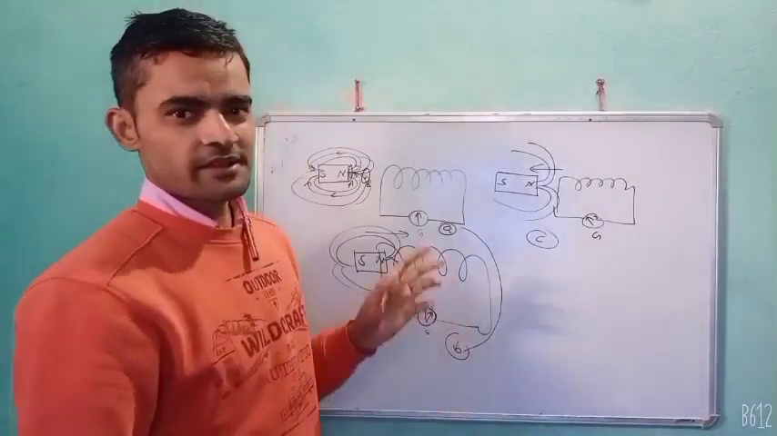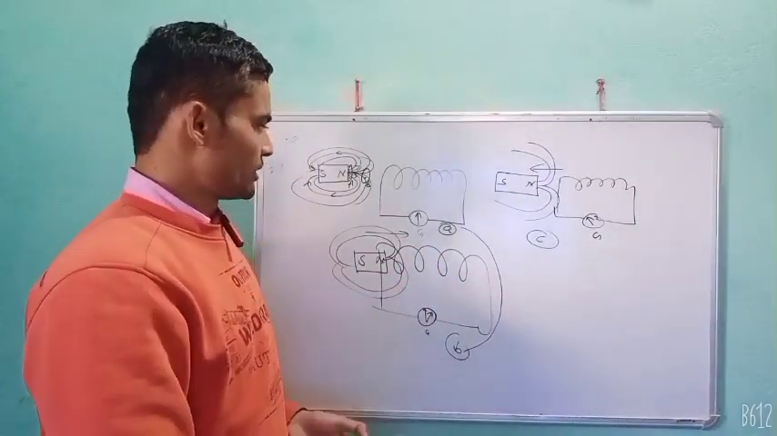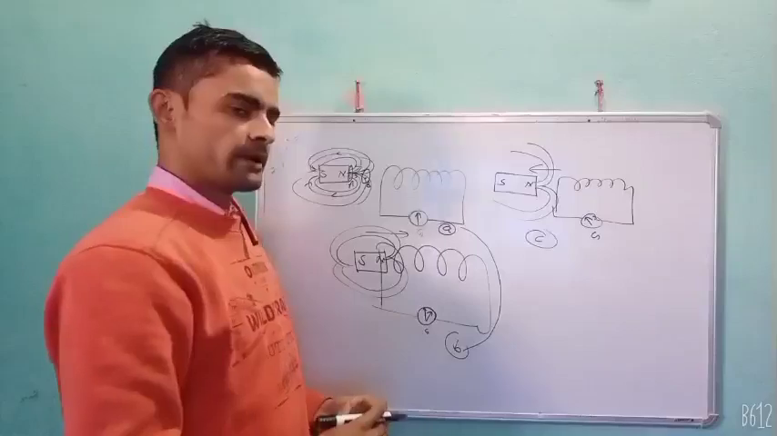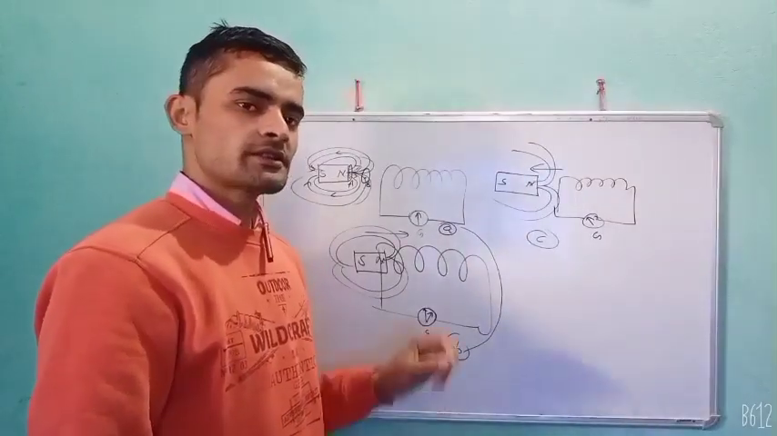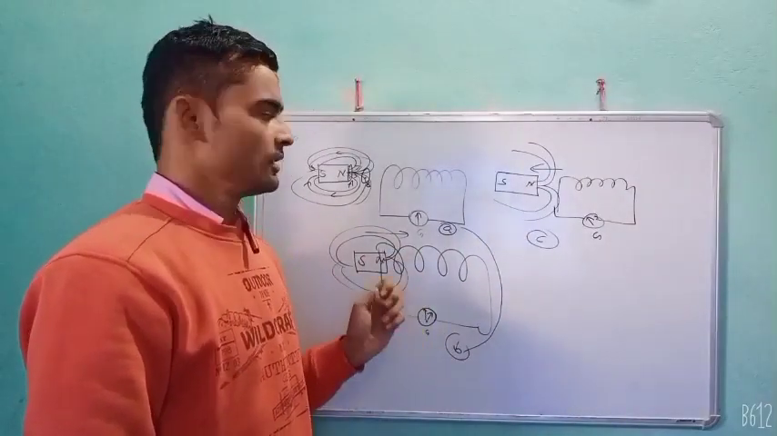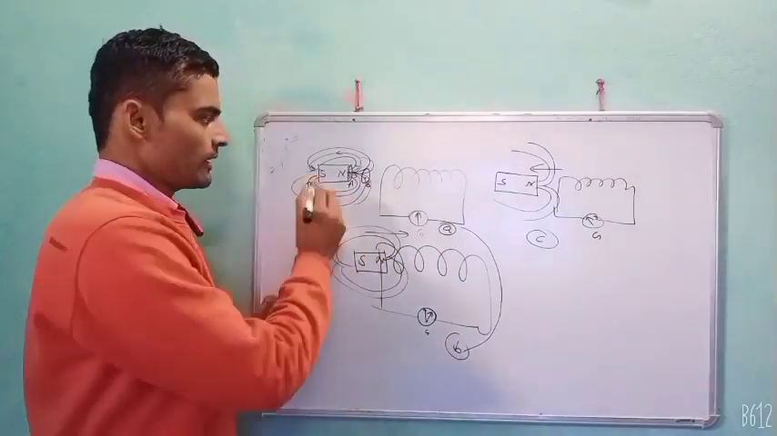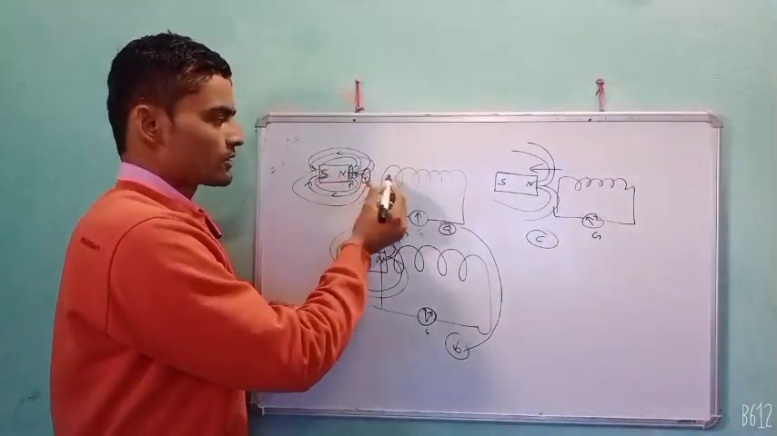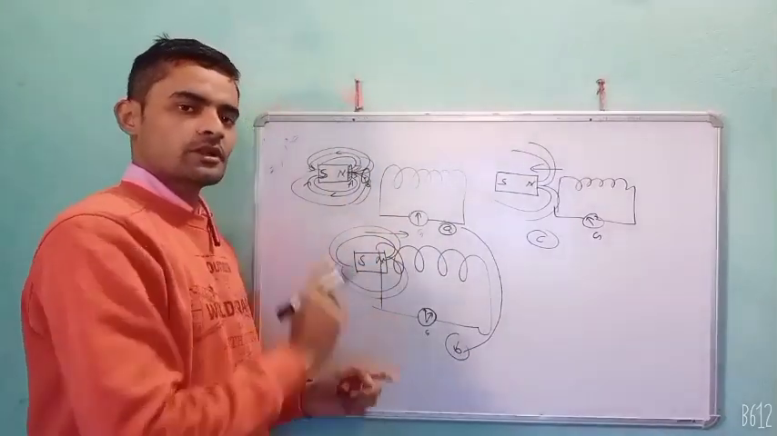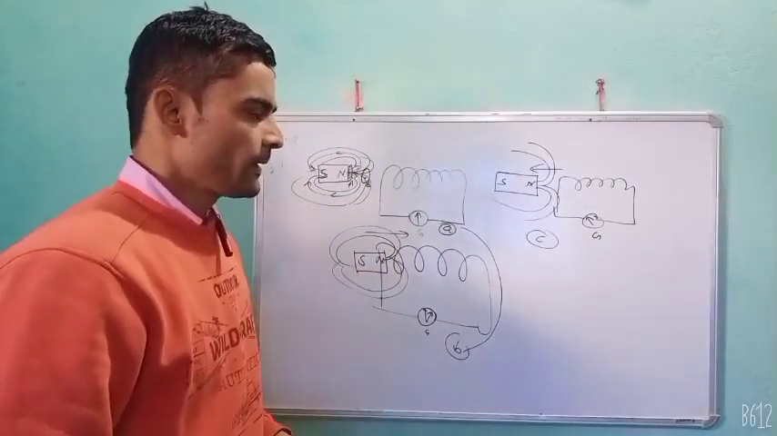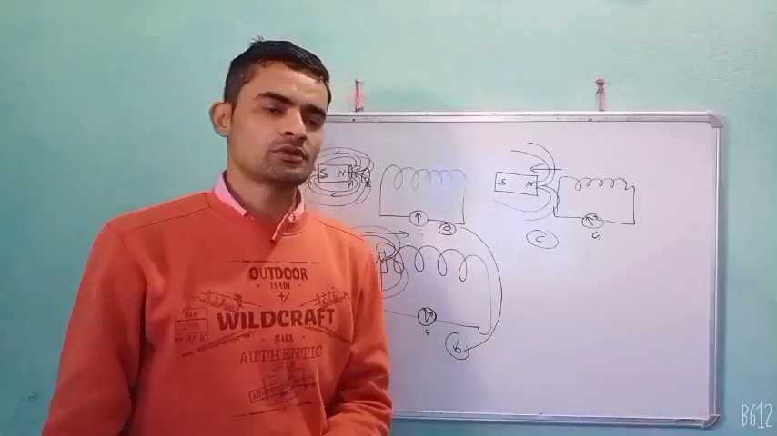So this does not happen only with the north pole of the bar magnet. You will see the same thing happening when you do the same process, keeping the south pole towards the coil and the north pole in the opposite direction of the coil. So here come some conclusions.